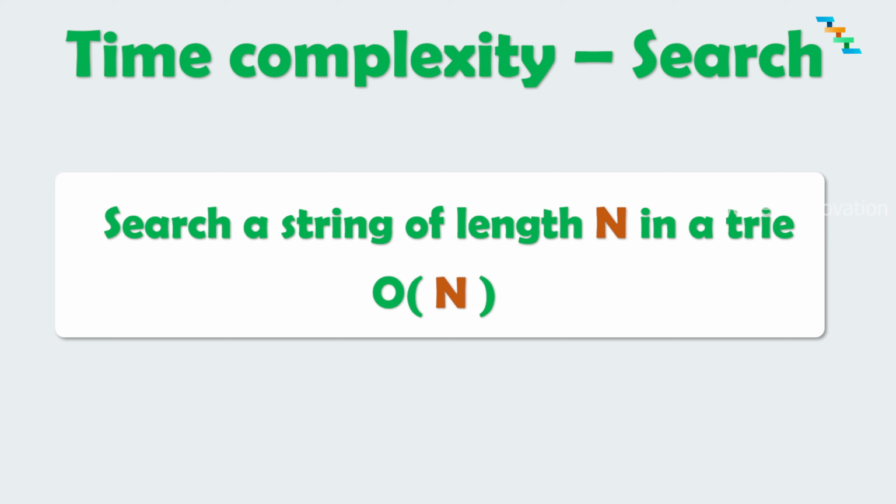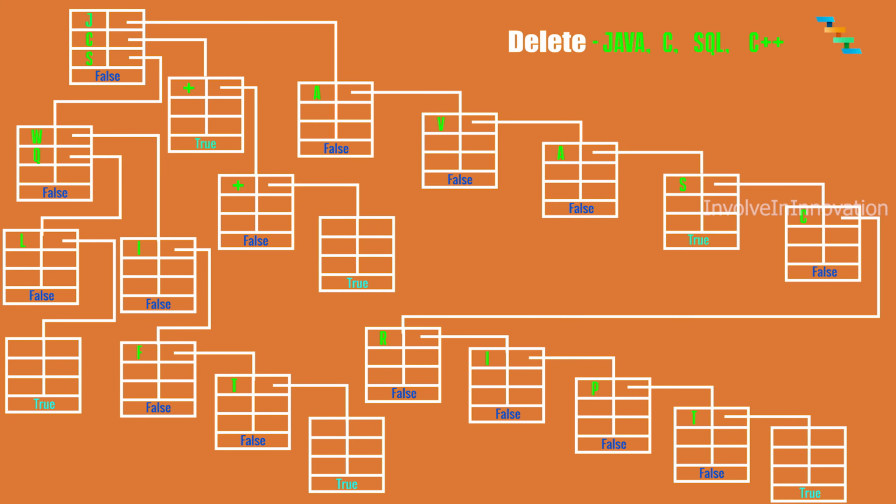The time complexity of searching a word in the trie data structure is O(n), where n is the length of the word. And we will also see how the deletion operation happens in the trie data structure. We will delete Java, C, SQL and then C++.